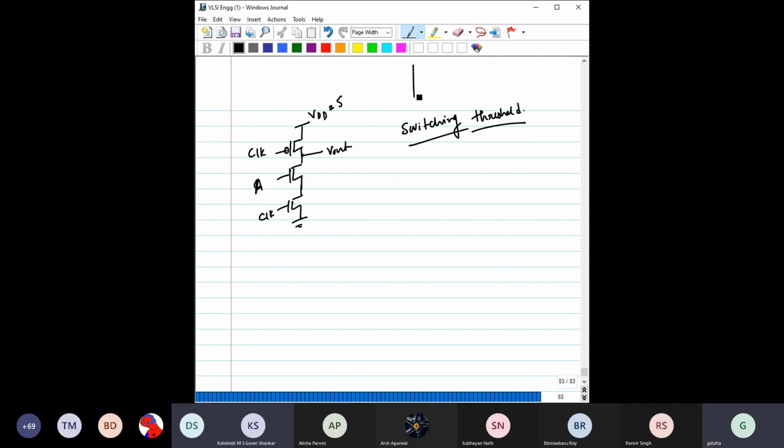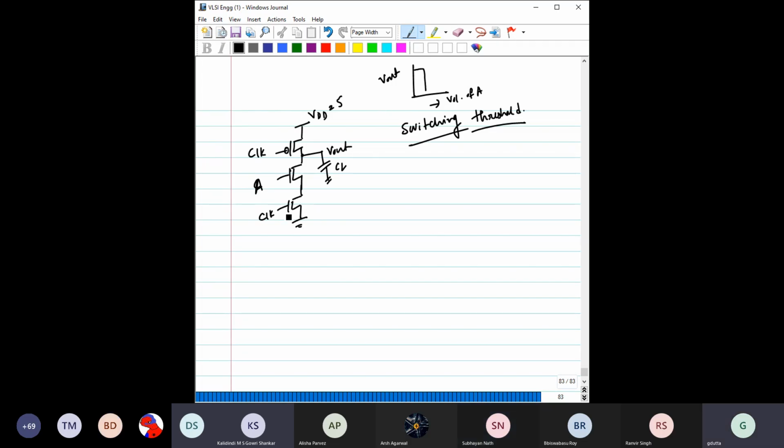Switching threshold means what? Where this will start falling, right? Pre-charge means it is always charged. CL is always charged during the pre-charge state. Now in the evaluation state, for what voltage value of A will this start falling? This is the voltage of A, this is V output. At what voltage? VTH. VTH, very good, Subhayan.